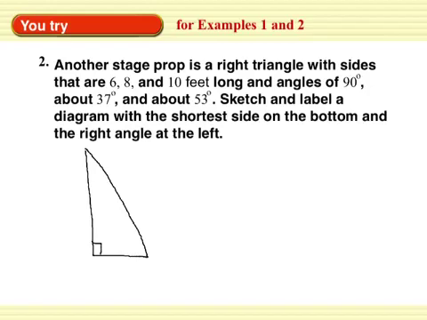Push pause and go ahead and finish it. Try this one on your own. There we go. We have measurements of 6, 8, and 10. Across from the 90 degrees is the 10 because it's the biggest angle. Across from the 53 degrees is 8 because it's the next biggest angle and biggest side. The smallest angle is 37 and the smallest side is 6.